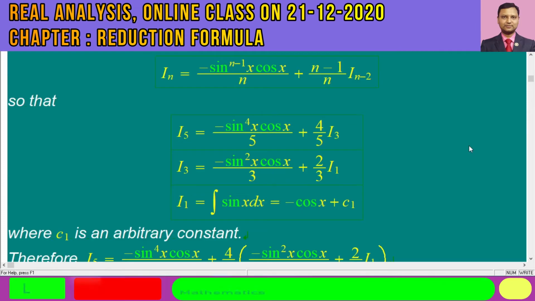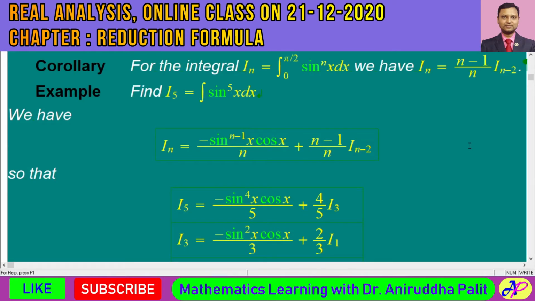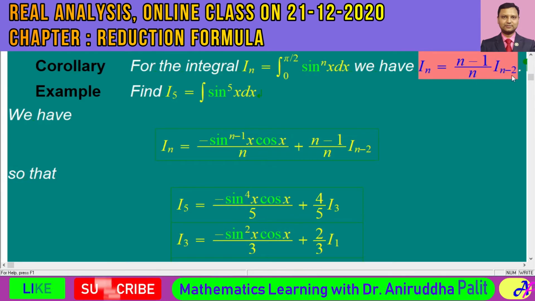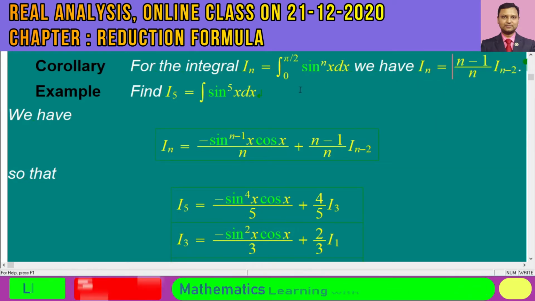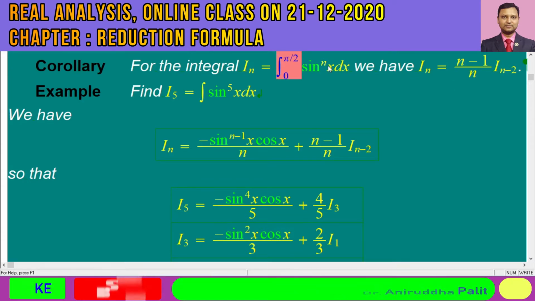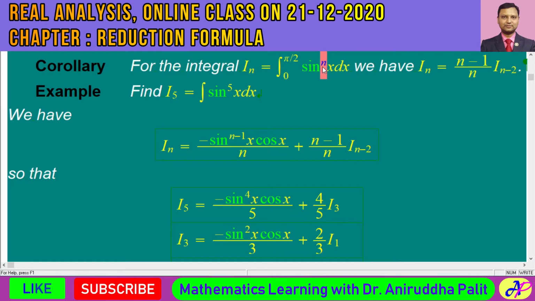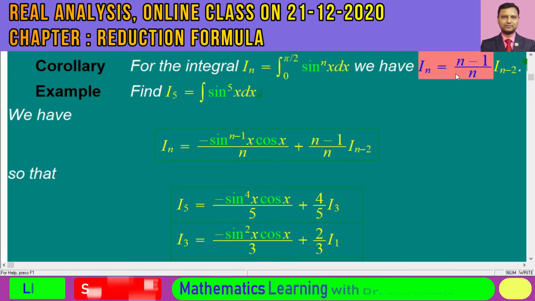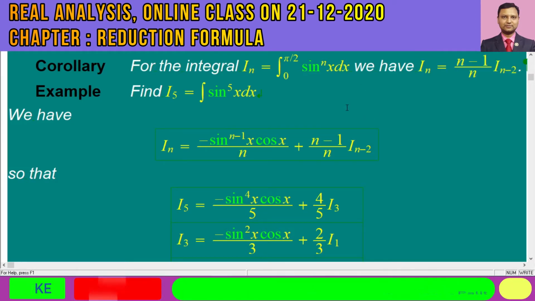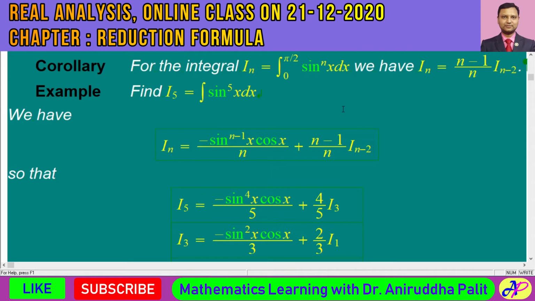For example, here I have a formula. I am not firstly going to show you the deduction of this formula. Suppose by a certain method I am deducing this formula. Here In is equal to the integral from 0 to pi by 2 of sine to the power of n x dx. Suppose we have already deduced this formula. Then with the help of this formula, I am going to show by a certain example what we try to do.